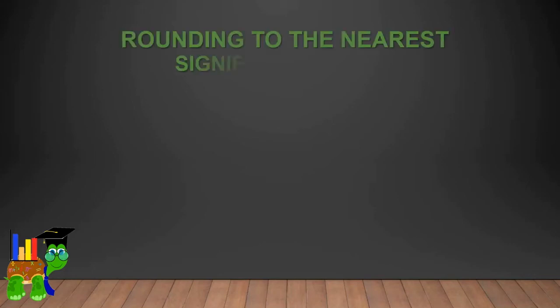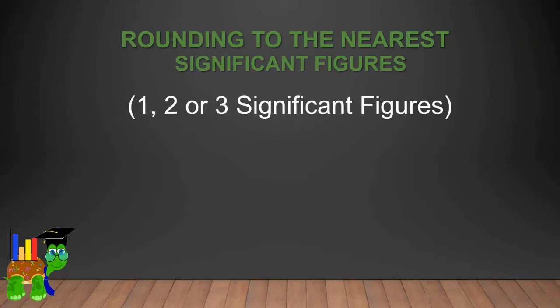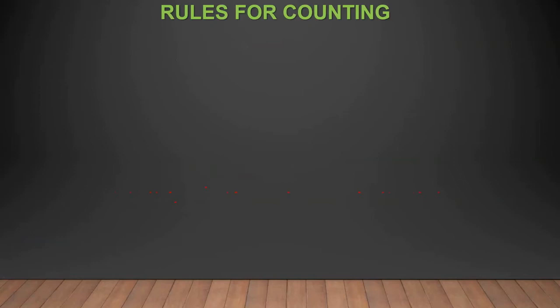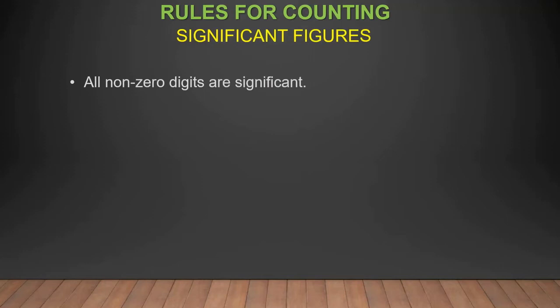I'm going to be showing you how to round to the nearest significant figures. So it's either 1, 2, or 3 significant figures. So the rules for counting significant figures are as follows.